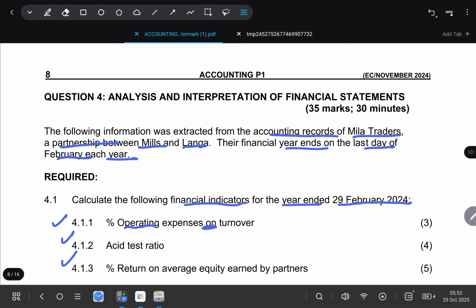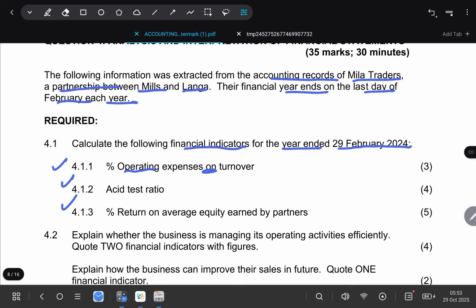And here they're saying that the following information was extracted from the accounting records of Mere Traders, a partnership between Mills and Langer. Their financial year ends on the last day of February each year. Calculate the following financial indicators for the year ended 29 February 2024. Number one, they want you to calculate your operating expenses on turnover for 2024.